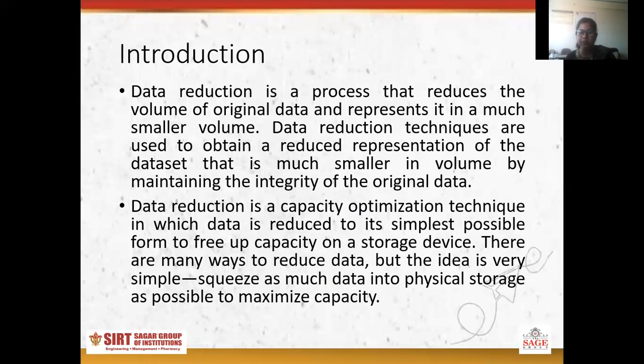I repeat this. Data reduction is a capacity optimization technique in which data is reduced to its simplest possible form to free up capacity on a storage device. There are many ways to reduce data, but the idea is very simple. Squeeze as much data into physical storage as possible to maximize the capacity.